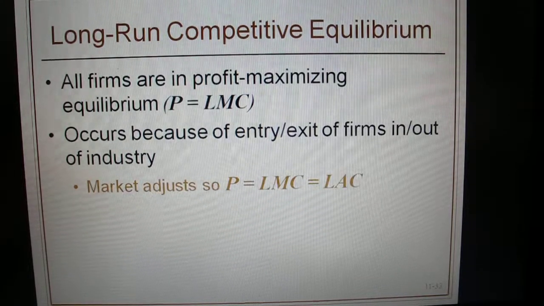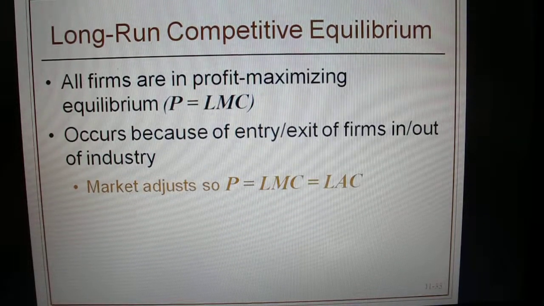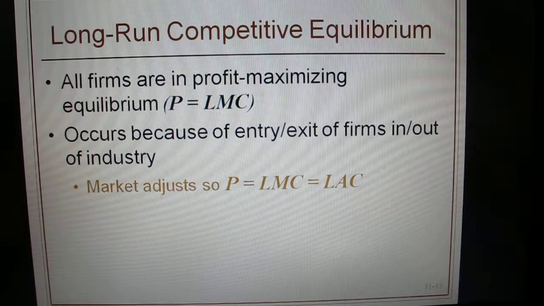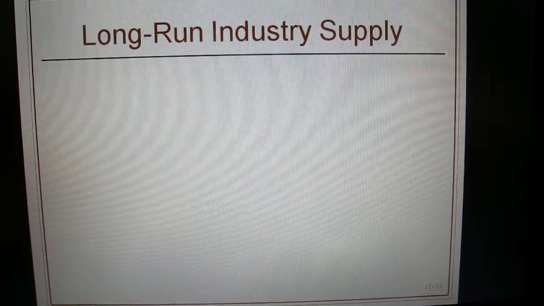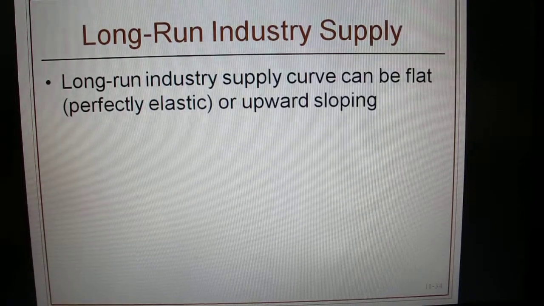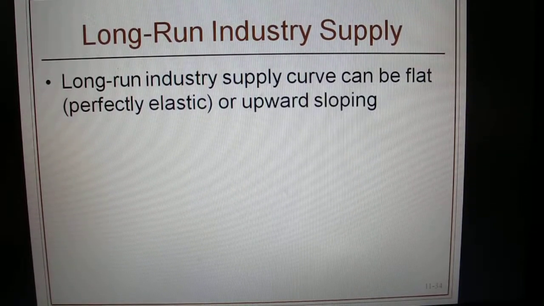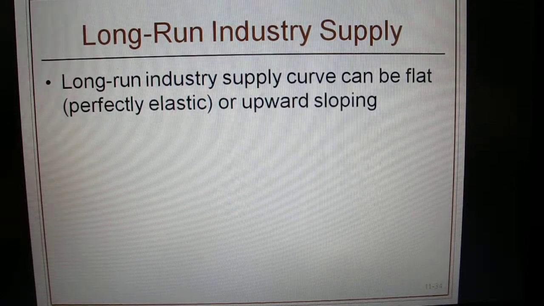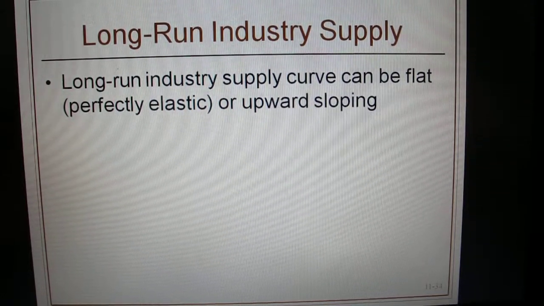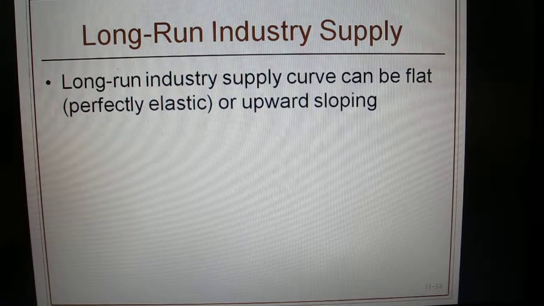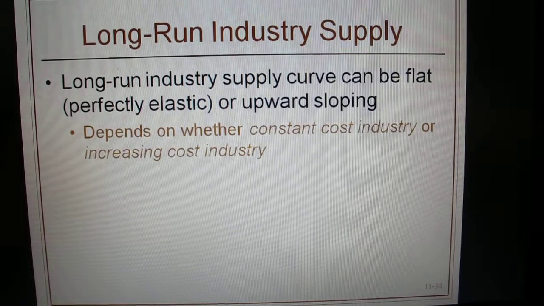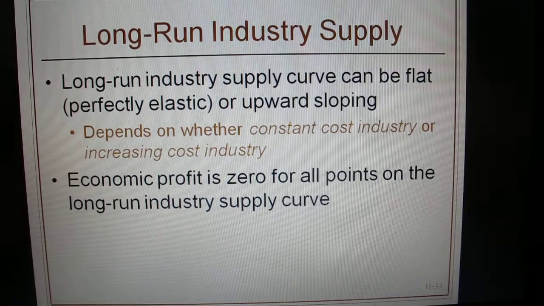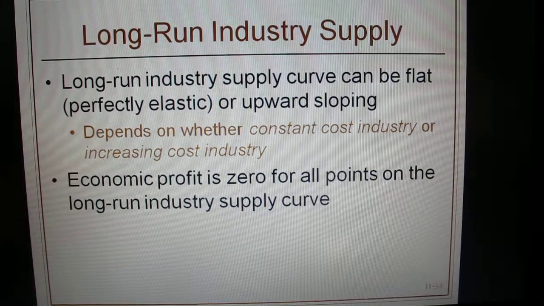And the market is going to continually adjust until the price equals the long run marginal cost, which is going to equal the long run average cost. So the long run industry supply curve is going to be flat, or perfectly elastic, or upward sloping, and it's going to depend on whether it's a constant cost industry or an increasing cost industry. And economic profit is going to be zero for all points on the long run industry supply curve.